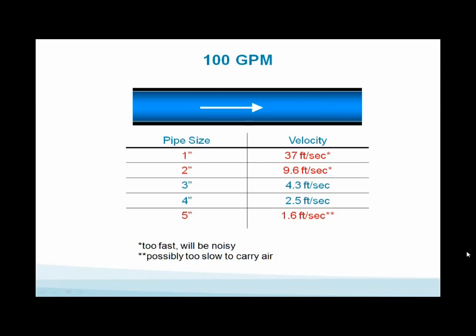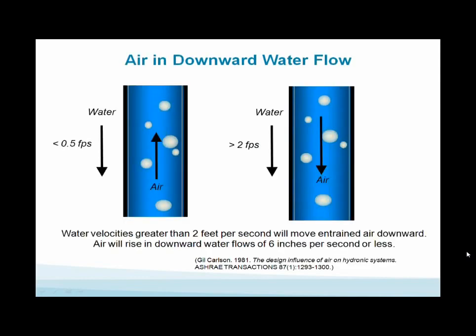What's wrong with a 5-inch pipe? Is the velocity 1.6 feet per second? Is anything wrong with that? Yes, it may not be able to move air. And we'll talk about that as we go. There's a minimum velocity required per ASHRAE to be able to move air around your system and get it to your Rolairtrols and your air separators and get it under control. You don't want air popping out in places that you don't really want to have it. So what does that mean?